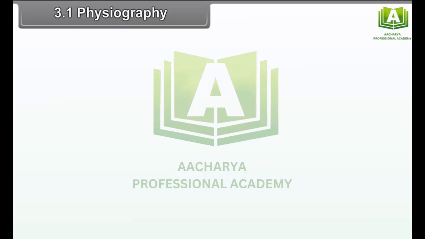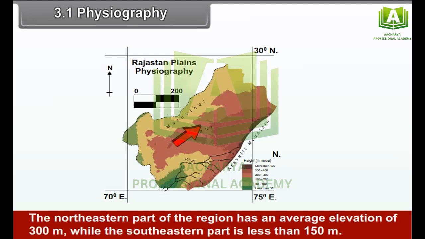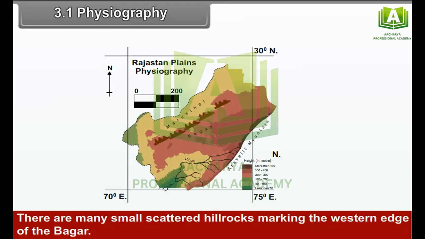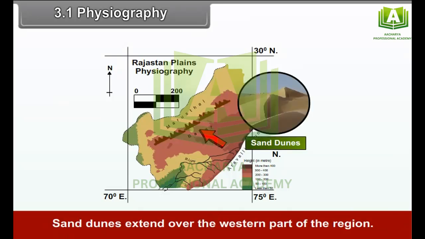Physiography. Rajasthan Plain slopes toward west and south. The northeastern part of the region has an average elevation of 300 meters, while the southeastern part is less than 150 meters. There are many small scattered hill rocks marking the western edge of the Bagar. Sand dunes extend over the western part of the region.